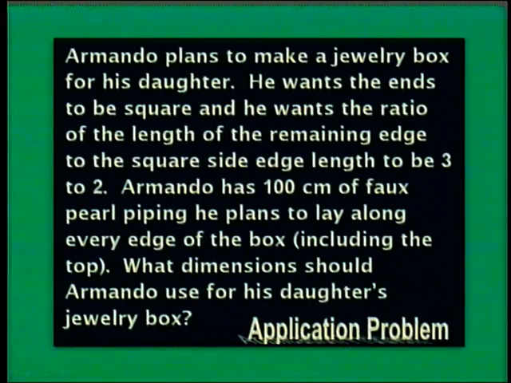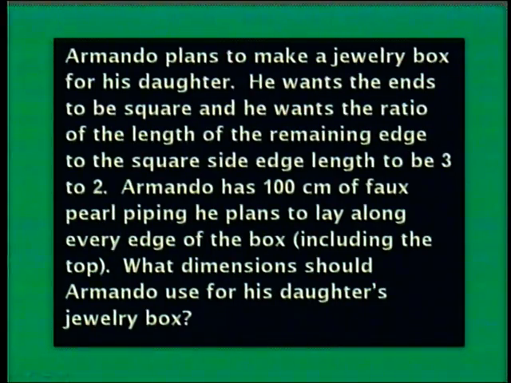Here's a new problem. Armando plans to make a jewelry box for his daughter. He wants the ends to be square, and he wants the ratio of the length of the remaining edge to the square side edge length to be 3:2. Armando has 100 centimeters of faux pearl piping he plans to lay along every edge of the box, including the top. What dimensions should Armando use for his daughter's jewelry box?